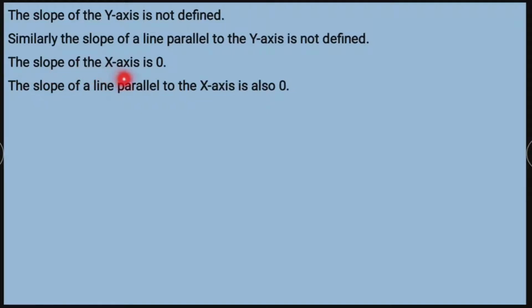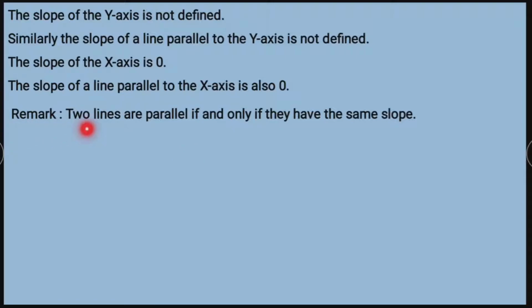The slope of the x-axis is 0, because the x-axis makes an angle of 0 with itself. So tan 0 is 0. So the slope of the x-axis is 0. The slope of a line parallel to the x-axis is also 0, and the line parallel to the x-axis also makes an angle of 0 with the positive x-axis. So the line parallel to the x-axis has a slope of 0.